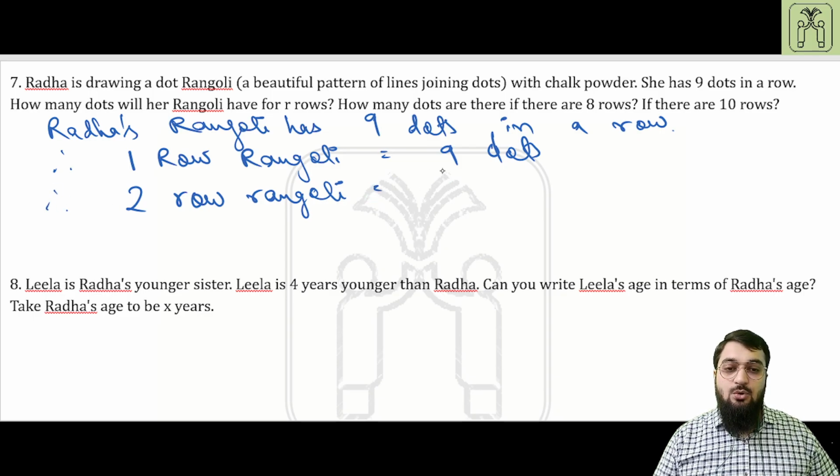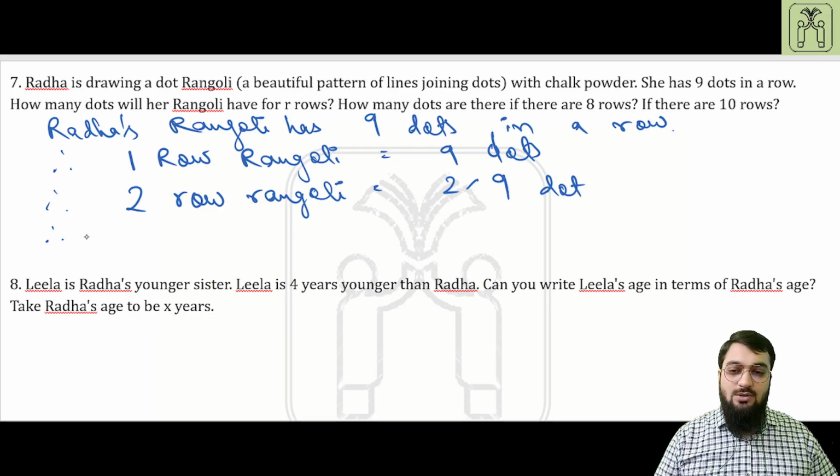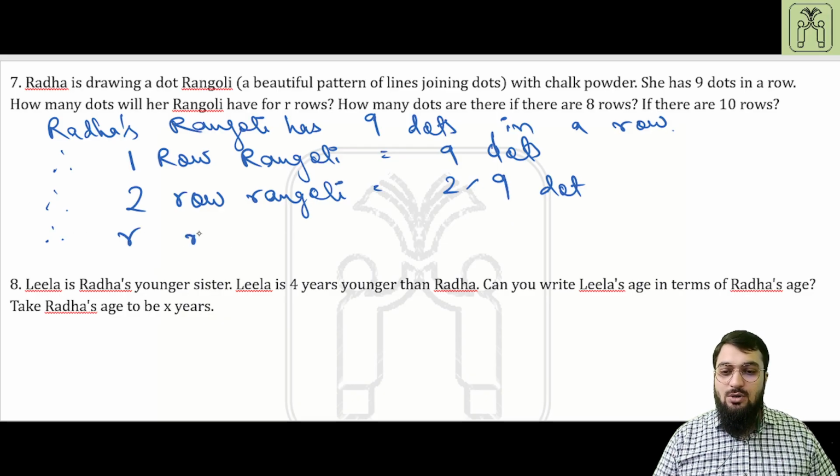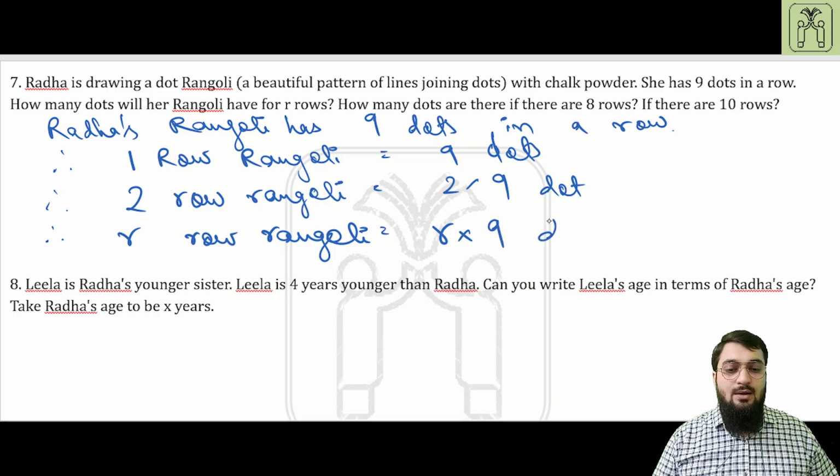Therefore, 2 row rangoli will have 9 into 2 dots. And similarly, for 3 row rangoli, this will have 3 into 9 dots. So for R row rangoli, it will have R into 9 dots, and that will be the answer.